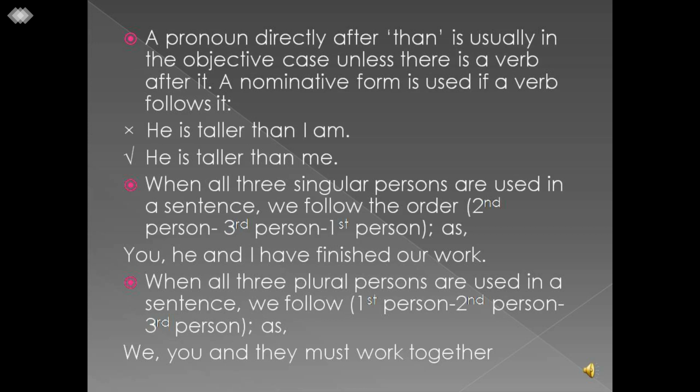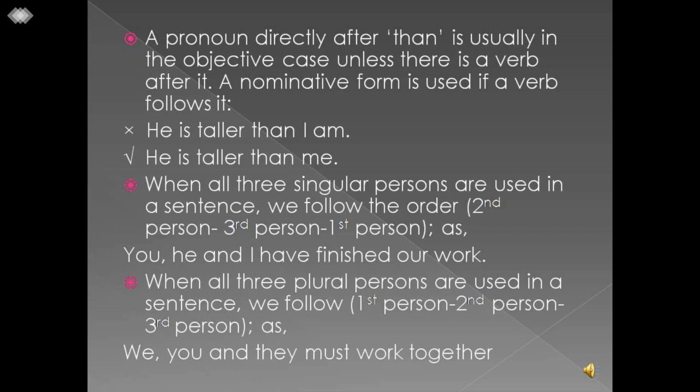When all three plural persons are used in a sentence, we follow first person, second person, third person. Like we, you and they must work together. So here we, you and they are the plural persons and they are being used in a sentence together. These are a few rules which are applied while making a sentence using personal pronouns, and how these personal pronouns are utilized to give you a proper sentence.